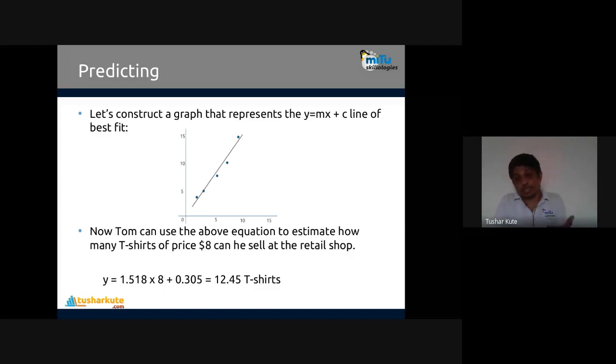Now, what exactly was Tom doing? So this is Tom's data set. Tom can use the above equation to estimate how many t-shirts of price $8 he can sell in the retail shop. So mx: what is the value of x now? 8 into m, that is 1.5, plus c, that is 0.305. We got 12.45. If you round it, we get 12. At $8, 12 t-shirts will be sold as per the formula mentioned here.